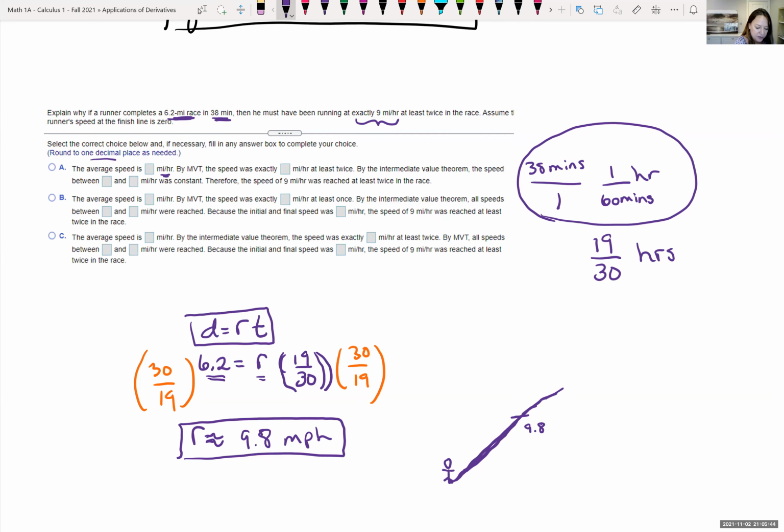And then when we stop the race, right, we're going to have to slow down. And so we're going to have to come back down to the stop position. And so we know that there's going to have to be at least 2 places in here where they're running at 9.8 miles per hour. Okay, so let's figure out where we need to put for A, B, or C.